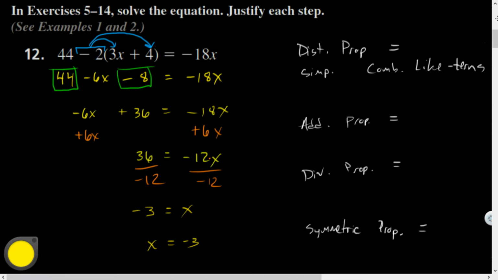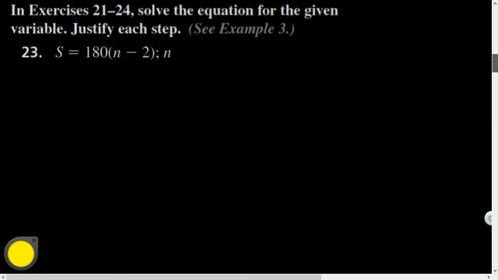So let's take a look at another problem here. Cruising right along. It says solve the equation, justify each step. So here's a formula, if you will. You guys might know this formula, maybe not. They want us to solve for n. So the first thing I'm going to do, I could distribute, or I could divide both sides by 180. It doesn't matter. I'm going to switch it up. I'm going to divide both sides by 180 here, just to show that it works.